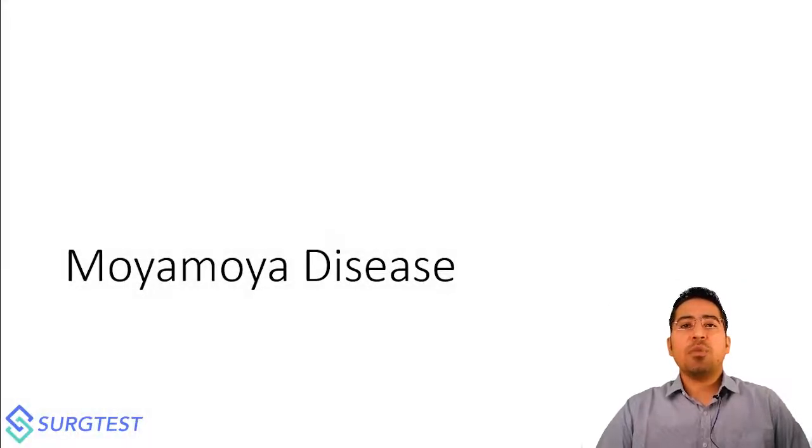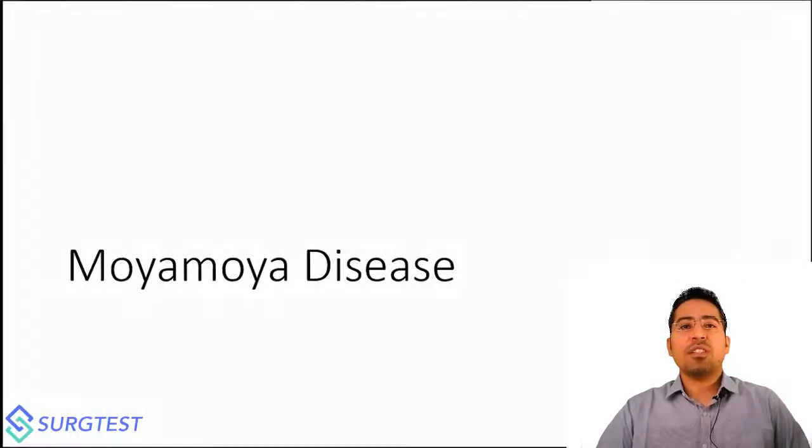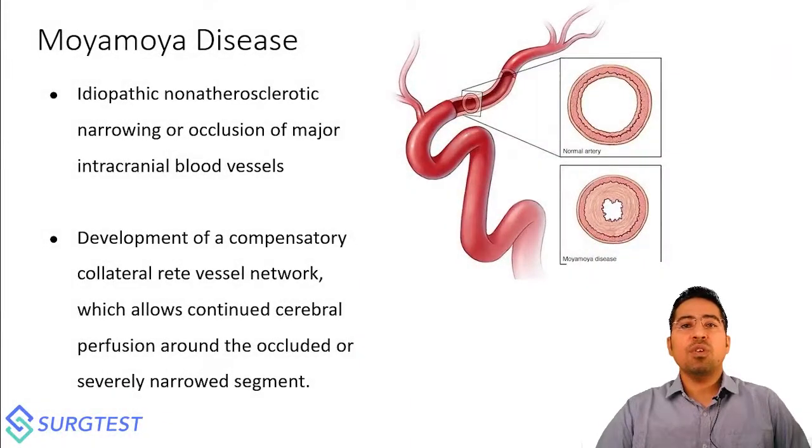Now talking about Moyamoya disease. What is Moyamoya disease? It is another vascular disorder which leads to gradual obstruction of medium to small size blood vessels in the brain, and it is an idiopathic disease. The cause is not known, the pathophysiology is not clearly understood, and it is a non-atherosclerotic narrowing and occlusion. So there is no role of atherosclerosis in the occlusion of these blood vessels. It is due to inflammation, and these blood vessels get obstructed.